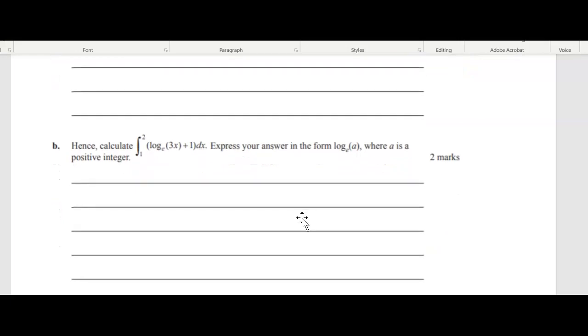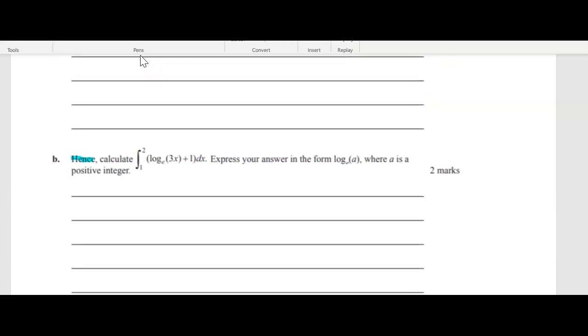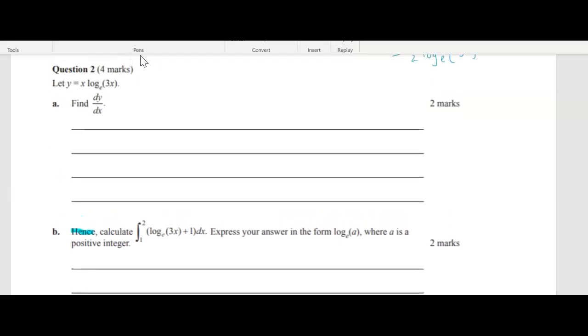So in part B, see how it says hence calculate. Usually if you see the word hence, meaning therefore, it means you have to use the previous answer. So hence calculate this. Express your answer in the form log base e of a, where a is a positive integer. Now I think that might be it for that question. So maybe have a go at doing it on your own. And then when you're ready, you can press play.